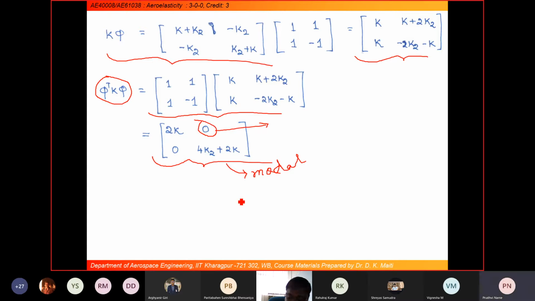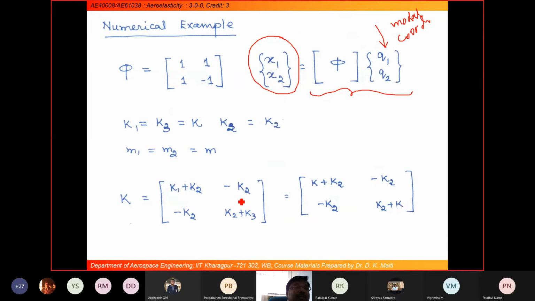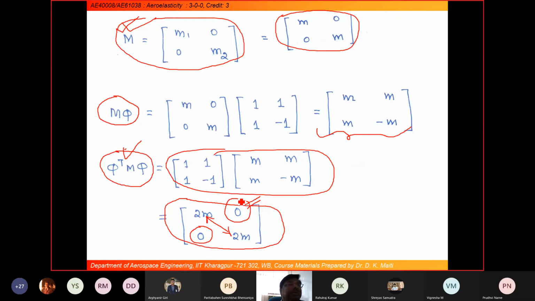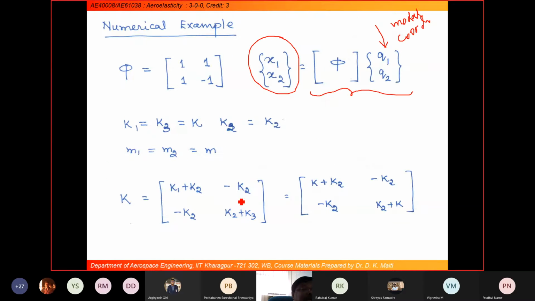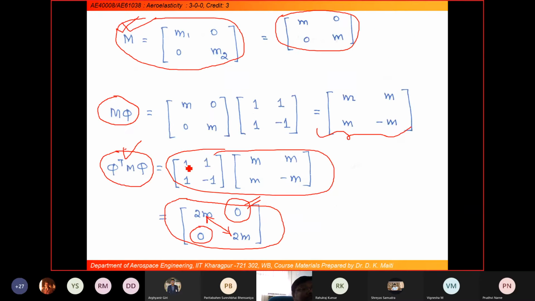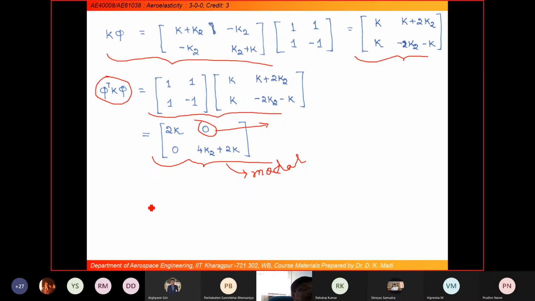Sir, can you repeat? See, what I am saying is, from our mass matrix and stiffness matrix, whatever modal characteristics we have extracted, the modal vector and this modal transformation, transforming to the modal mass and modal stiffness, the equations we obtain were initially coupled. The coupling was coming from the stiffness matrix. Once I transform to modal coordinates, the equations are now uncoupled.